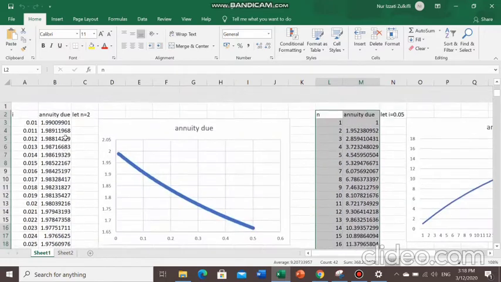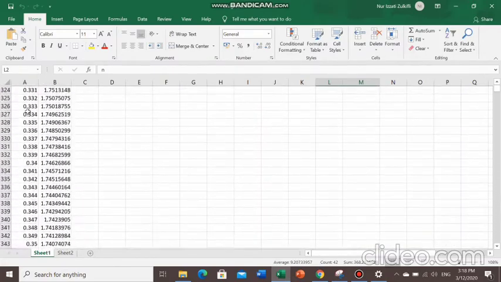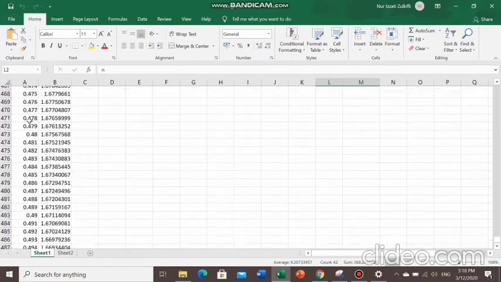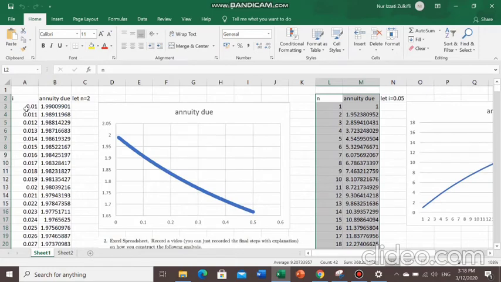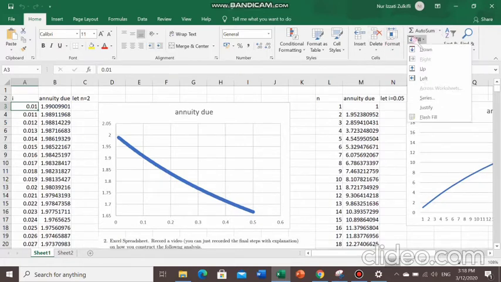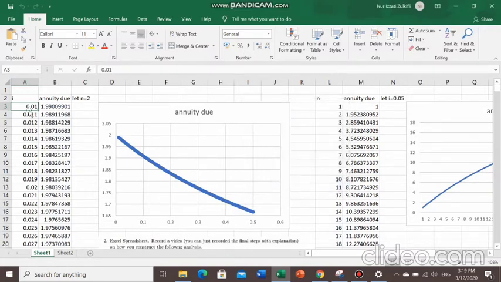So for function of I, which means I changes, we need to list out I equals to 0.01 until 0.5. The change between them is 0.001. So it will be a lot of work to list it manually. So we can just write it first, 0.01 here, and then we choose this fill function, and then we choose the series, and then we choose column since we want it to be listed downwards, and then the step value is 0.001, and then the stop value is 0.5, and then we can press OK, and then we will get all the list of numbers.